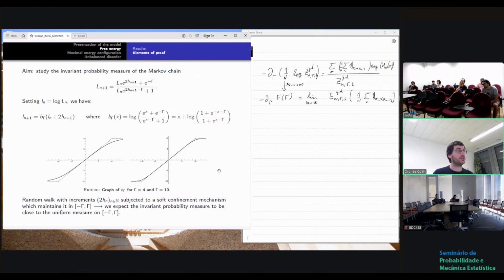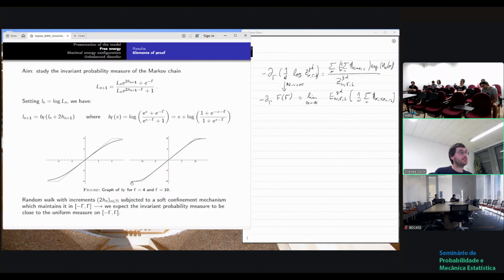So now that we have a formula, we want to analyze it, to estimate it. And the key is to understand the invariant probability measure of the Markov chain. Let me phrase it in terms of the logarithm of capital Ln. If you introduce little ln, the logarithm, then you have this recurrence relation with a function b gamma given here and plotted here below.